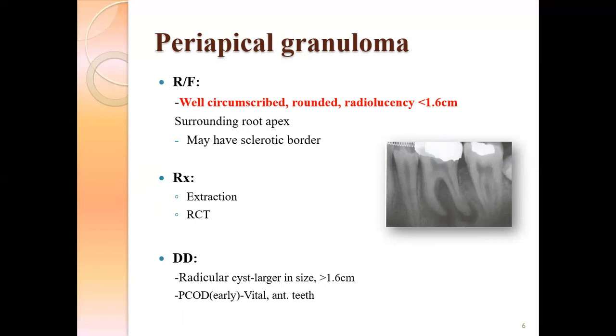The treatment for such cases is either the tooth will be considered for root canal treatment or the tooth should be extracted. For this lesion, a differential diagnosis of radicular cyst or root cyst can be given, but the cyst will be always larger in size, that is greater than 1.6 centimeter.